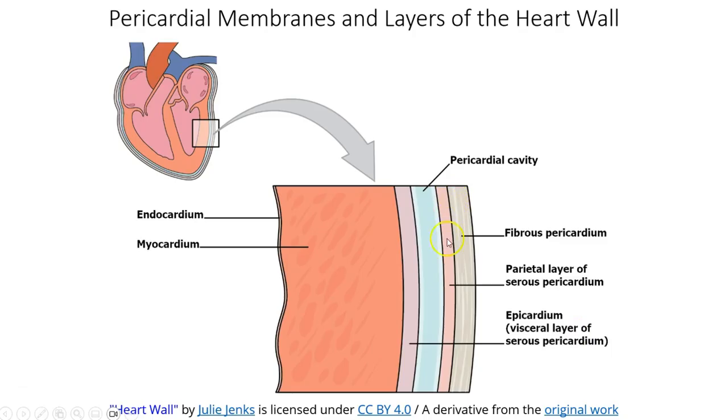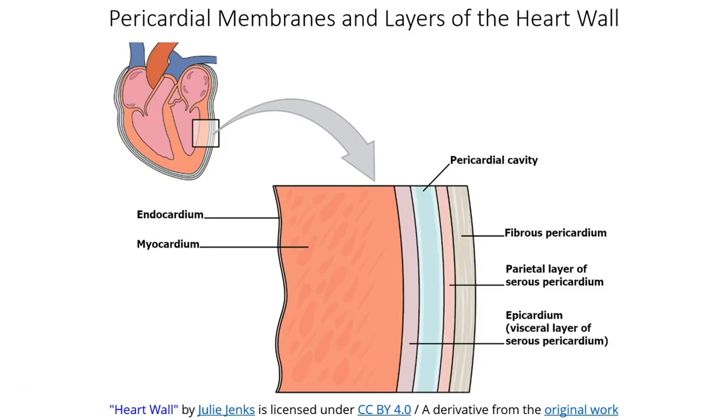Then we have that parietal layer of the serous pericardium, and in between those two layers again is that pericardial cavity filled with serous fluid. And then on the very outermost layer of that connective tissue is the fibrous pericardium, to make sure that we have a very, very tough, durable sac that is containing the heart.